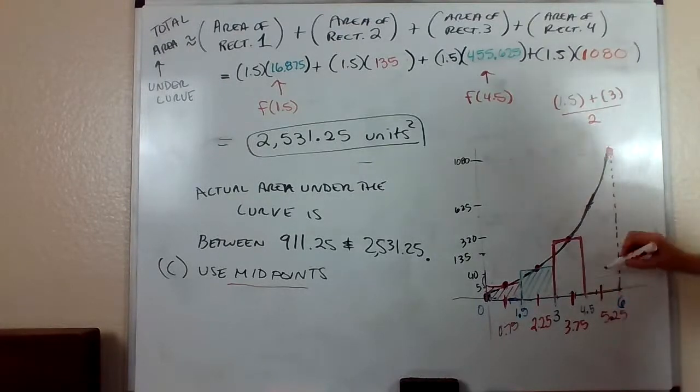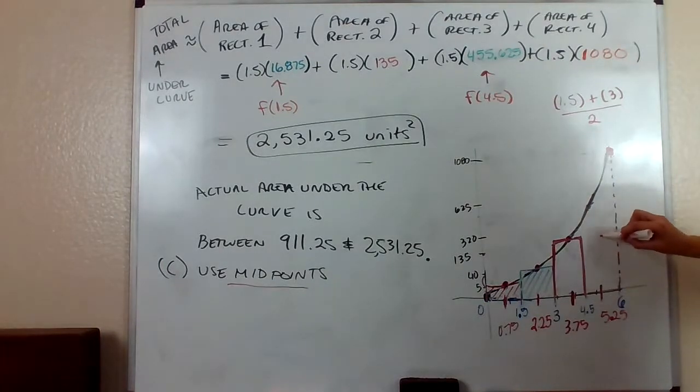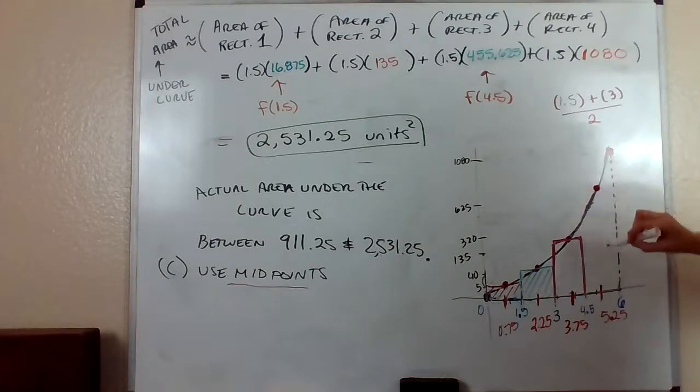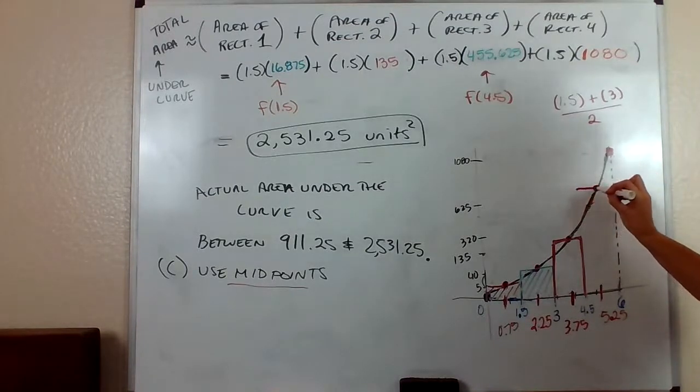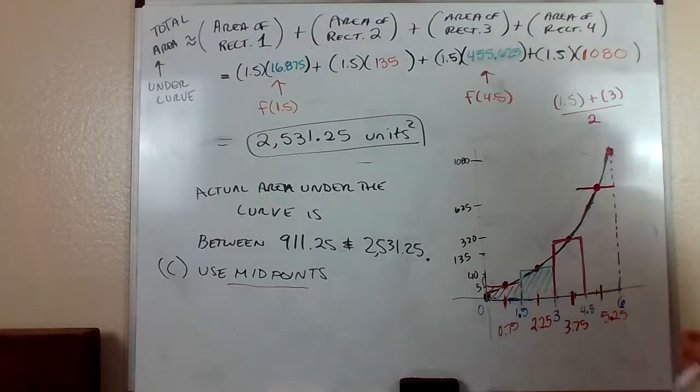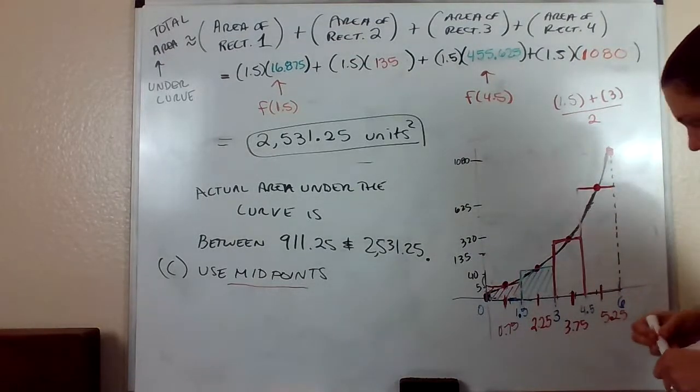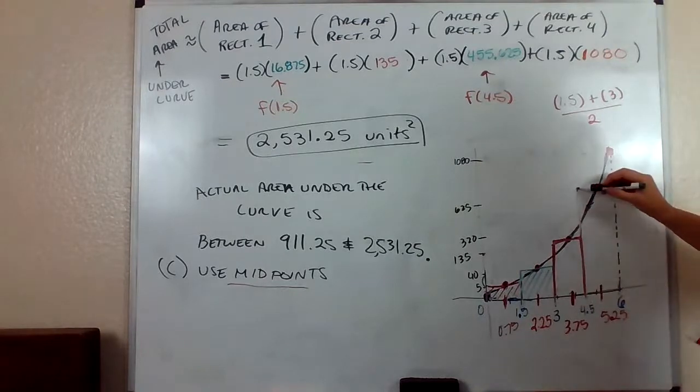5.25. And so if I go up from there, watch my marker, I'm going to go up from there, and that's where I hit my curve. And then that's the height of my rectangle. So I use that point to get the height of the rectangle, and then I just draw my rectangle after that. Let's go back to green.